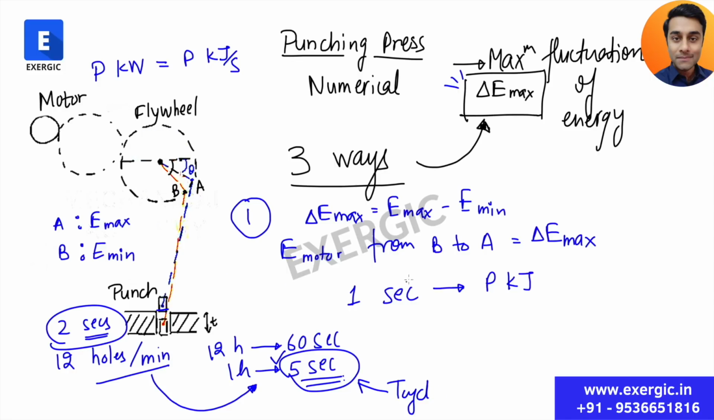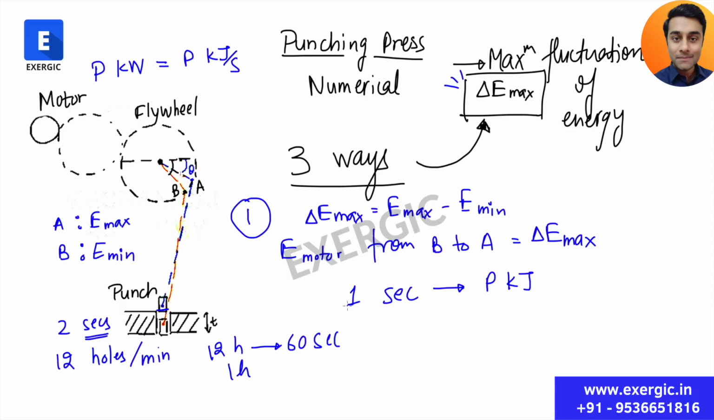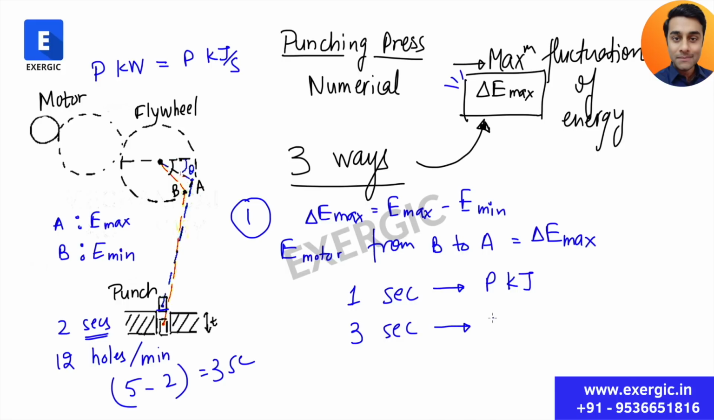So the time required from b to a, which if you recall I directly wrote here as 10 seconds, may not be given in the question; you need to calculate it. Just like here we calculated it, 5 minus 2 is equal to 3 seconds. So that time was 3 seconds. The energy received in 3 seconds will be 3p kilojoule, since in 1 second it gives p kilojoule. So 3p is your answer.